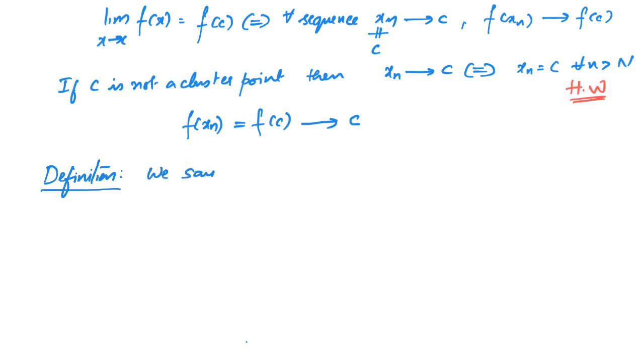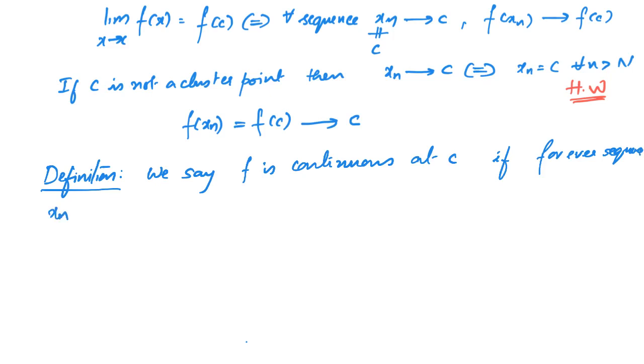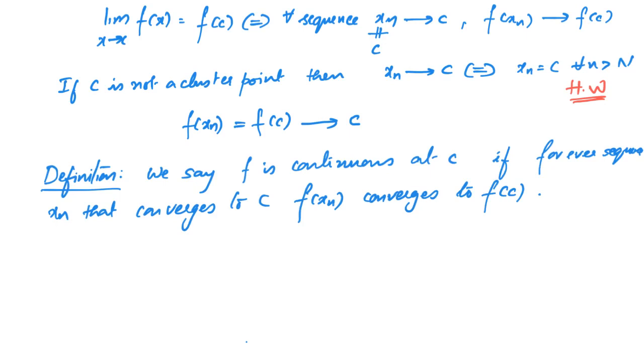We say f is continuous at c if for every sequence xn that converges to c, f of xn converges to f of c. Here again, xn is not just any sequence in R, xn is actually a sequence in A.